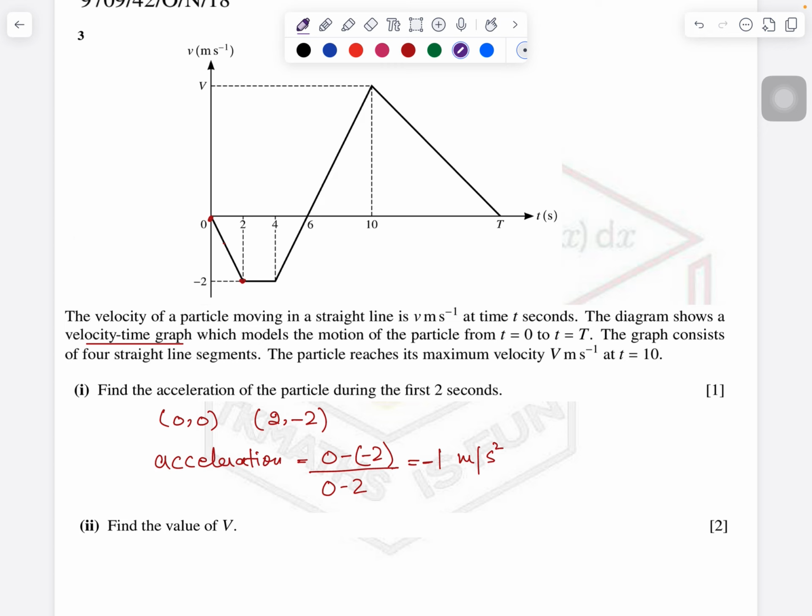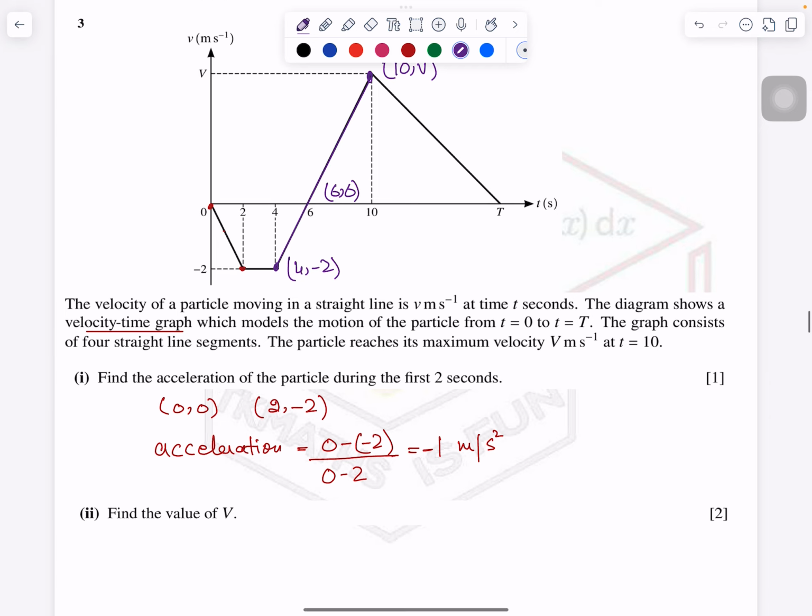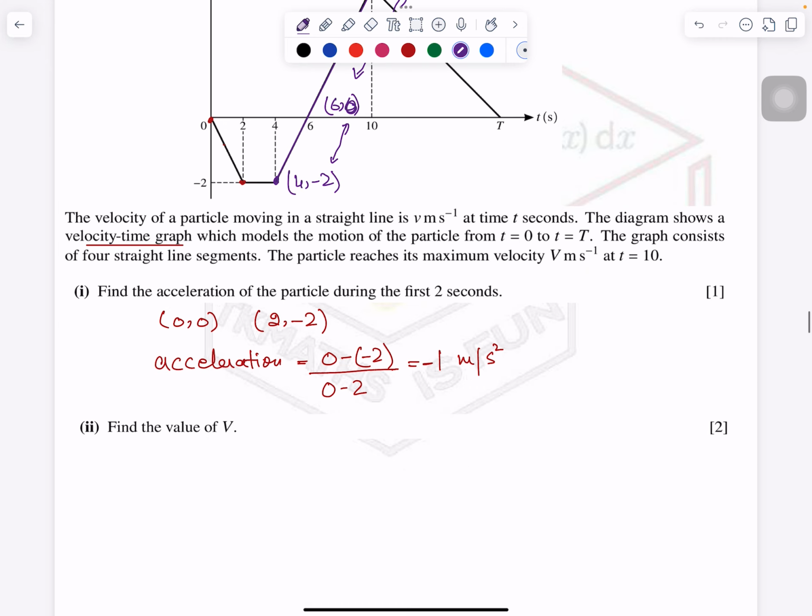Again, the same concept. This line from here till here has the same gradient, right? And I know 3 points on it. This is 4, -2. This point is 6, 0. And this point is 10, v. So I will apply the gradient on the first 2 points, and after that, I will apply gradient on these 2 and equate them, right?